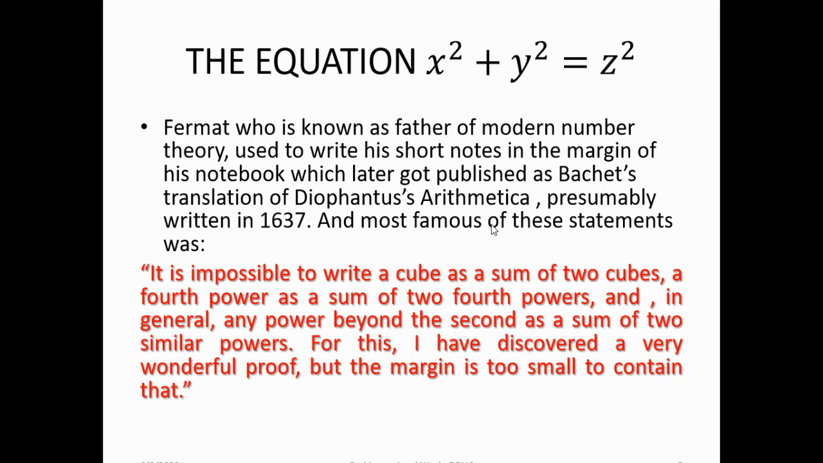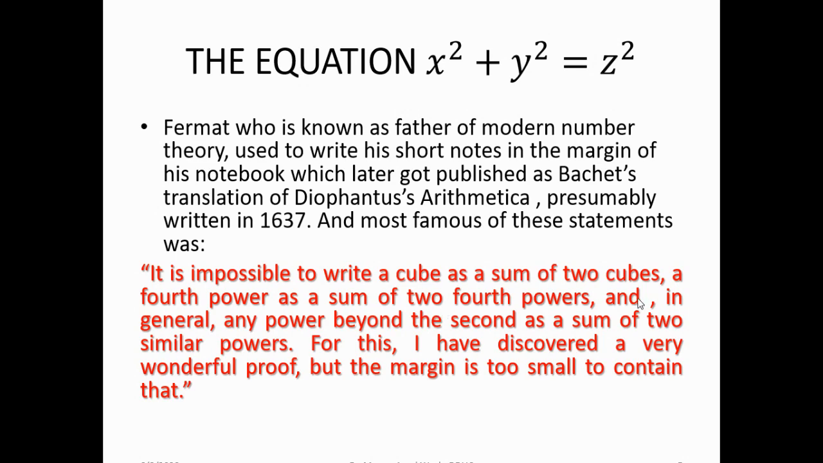Out of those statements, the most famous goes like this: it is impossible to write a cube as a sum of two cubes, a fourth power as a sum of two fourth powers, and in general any power beyond the second as a sum of two similar powers. For this, I have discovered a very wonderful proof, but the margin is too small to contain that. So this was written by Fermat in his notebook, that we cannot solve an equation of this type if we replace 2 by 3, 4 and so on in all these variables x, y and z.